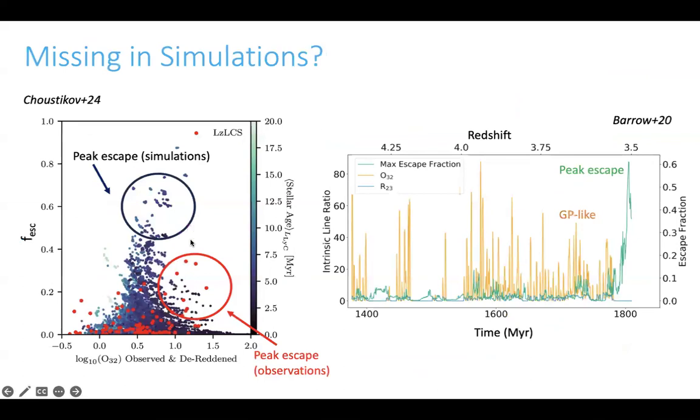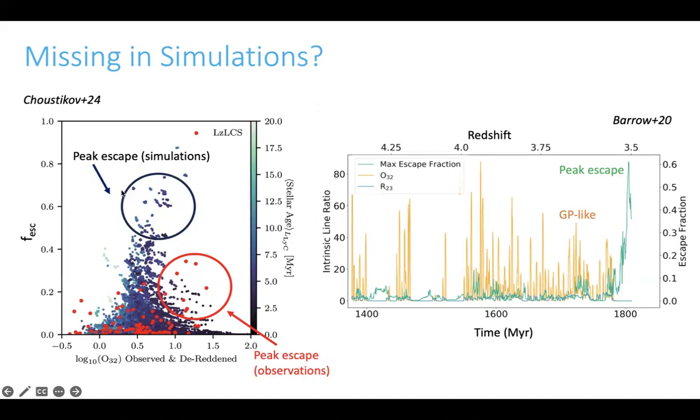So interestingly, even though we find that there's this association with very young populations, that seems to be different from what's seen in simulations. So these are simulations by Chustikov et al. And this is looking at the ionization of the ISM, the O3/O2 ratio, versus escape fraction. And they find that the peak escape fractions typically occur at moderate ionization and slightly older starburst ages. Again, once you've had supernova feedback able to kick in and disrupt the ISM. And this is in contrast to where we find our strongest leakers, which tend to be in this very young, very highly ionized regime.